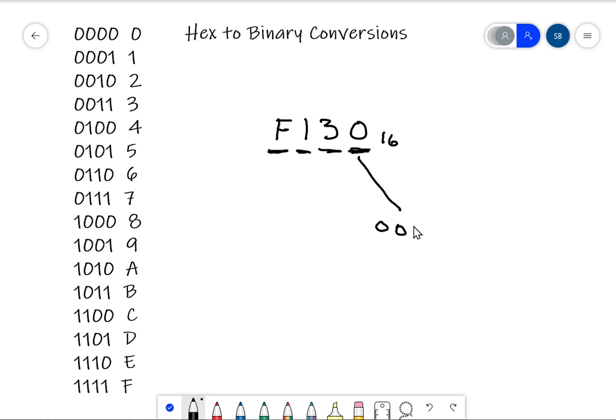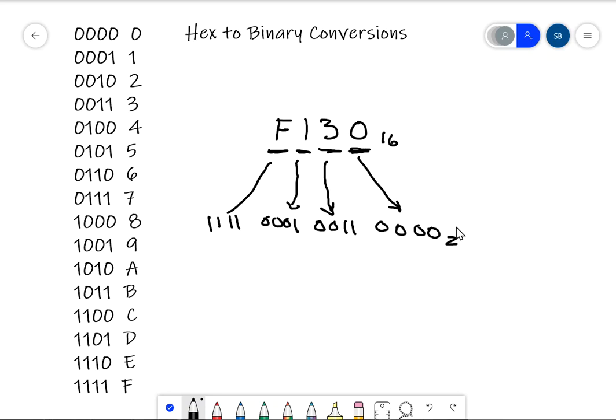I have a chart over to the left, so F hex is 1111 binary. And then I look at the next number. I'm going to draw an arrow down to that. I'll fix this up so I'm consistent. And I have a 3, so 0011. Next one down, it's going to yield a group of 4 binary bits. And that's 0001. And the next one down is 0, and that's 0000. And guess what? That is the conversion process.